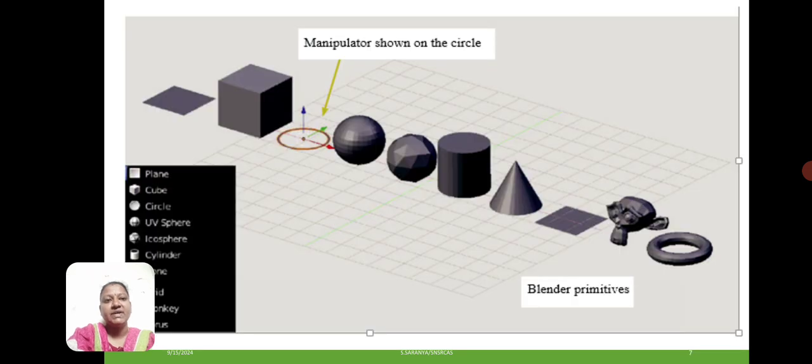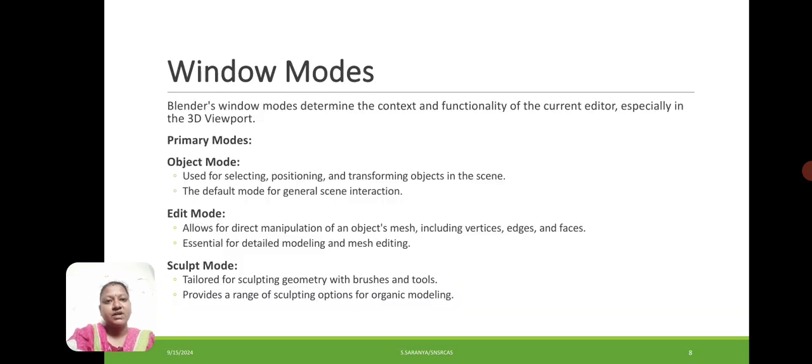In this image we can see the Blender primitives, which contain different shapes. The first one is plane. Second one is cube. Next one is circle, UV sphere, icosphere, cylinder, cone, monkey face, and torus. These are some of the Blender shapes and primitives used in Blender for manipulating our objects using these basic shapes. Next one is modes.